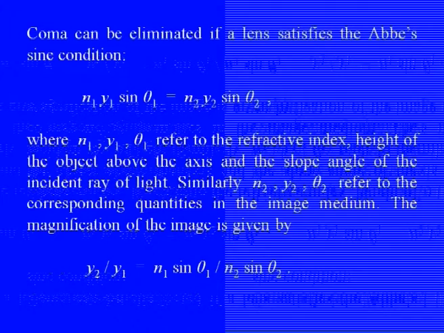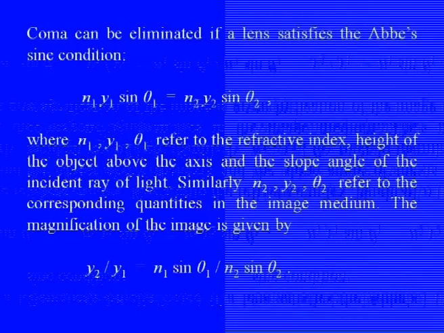N1 y1 sin theta 1 is equal to N2 y2 sin theta 2. N1, y1, theta 1 refer to the refractive index, height of the object above the axis, and the slope angle of the incident ray of light. Similarly, N2, y2 and theta 2 refer to the corresponding quantities in the image medium, on the image side.